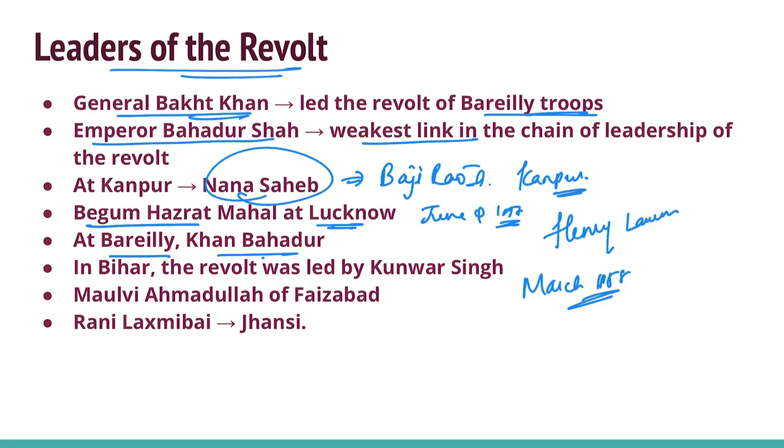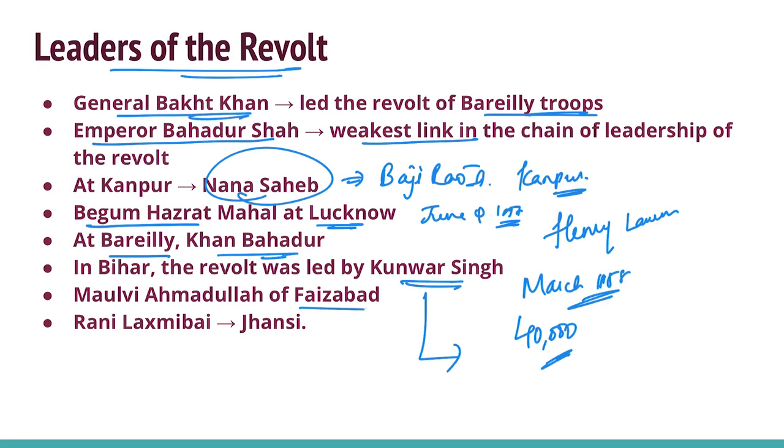At Bareilly, Khan Bahadur, a descendant of the former ruler of Rohilkhand, was placed in command. He was not enthusiastic about the pension being granted by the British. He organized an army of 40,000 soldiers and offered stiff resistance to the British. In Bihar, the revolt was led by Kunwar Singh, the Zamindar of Jagdishpur. He was an old man in his 70s. He nursed a grudge against the British, who had deprived him of his estates. The 70-year-old Kunwar Singh joined the sepoys.